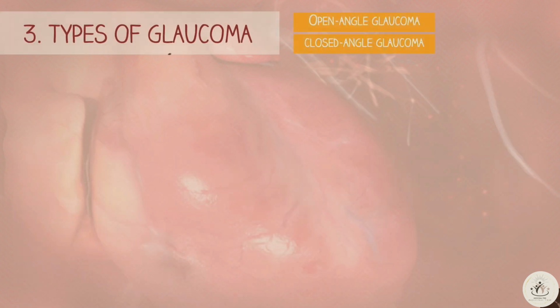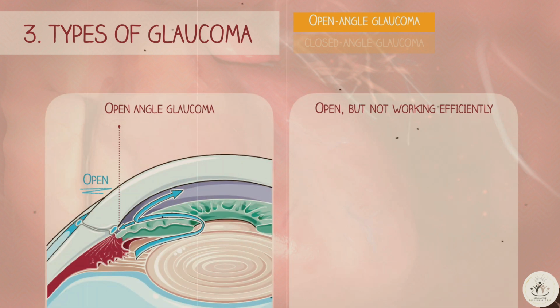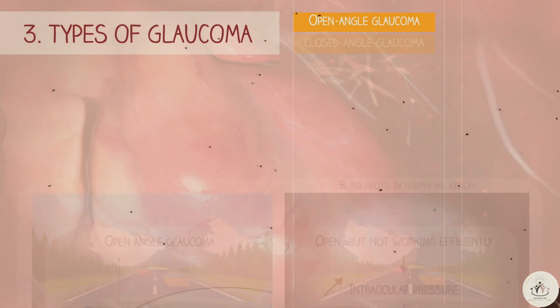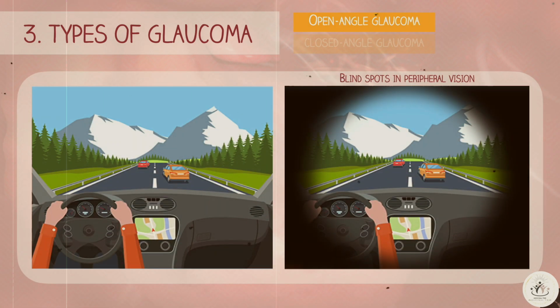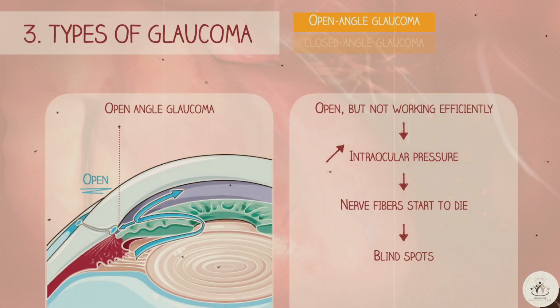There are two main types of glaucoma, named after how the liquid outflow is blocked. The first type is open-angle glaucoma. In this case, the drainage angle in the eye is open but not working efficiently, causing gradual increase of intraocular pressure. As the nerve fibers at the back of the eye die, you will develop blind spots in your peripheral vision. You may not notice these blind spots until most of your optic nerve fibers have died, which is why open-angle glaucoma often has no early symptoms.